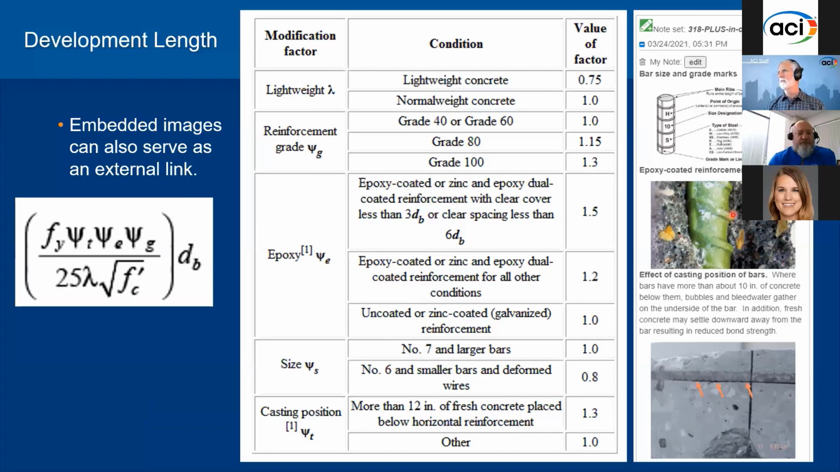So for instance, epoxy coating, what does that look like? Why do I even care about that? What difference does it make? Why is it a longer development length? What are these psi factors? So having images there and a little bit of narrative helps with that. Casting position is another one where you can do your hand waving, but that's a tough one to illustrate with words.